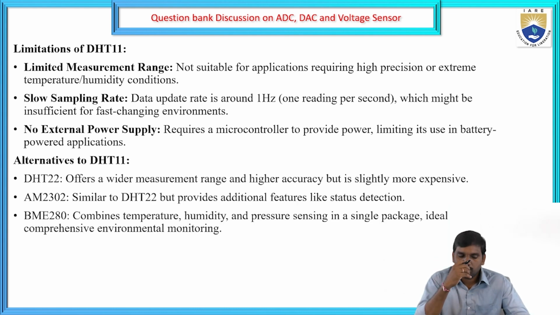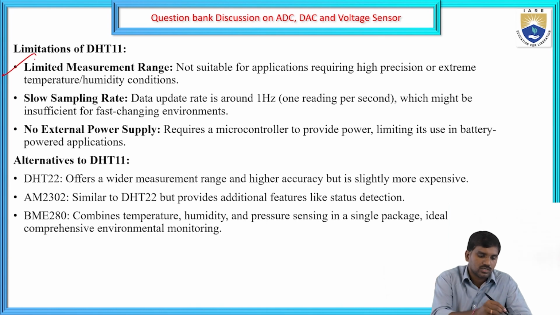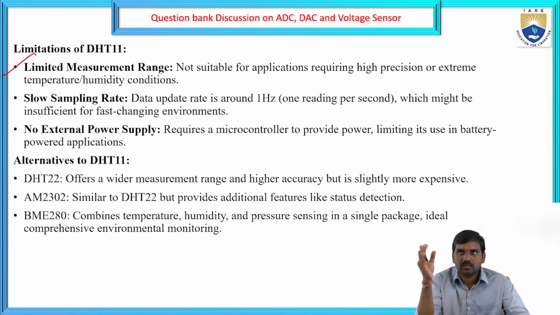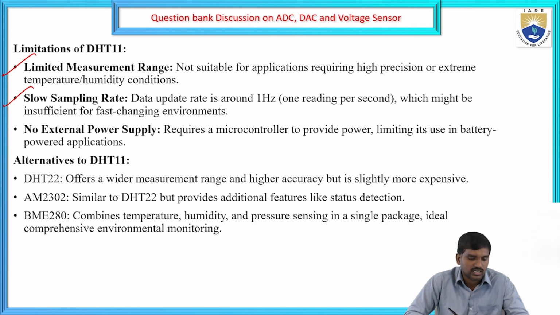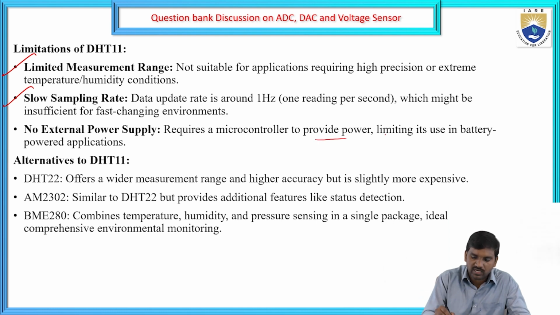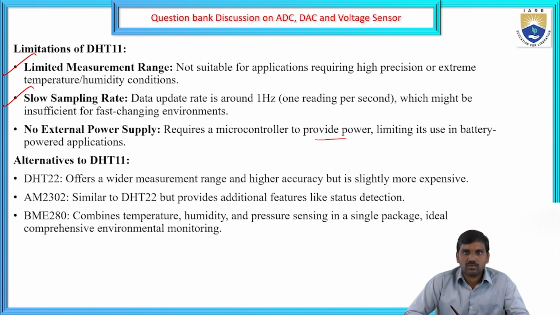So these are some limitations of DHT11. We have some limitations. Limited measurement range, it is not suitable for high distance or high range applications, and slow sampling rate. When the sampling rate is high, the analog signal can be converted into digital very fast, but here the sampling rate is very low. No external power supply: it requires the microcontroller to provide power, limiting use in battery powered applications. Generally the microcontroller needs a separate power supply to perform the task, but here there is no power supply to the DHT11 sensor. That is one of the limitations of the DHT11 sensor.